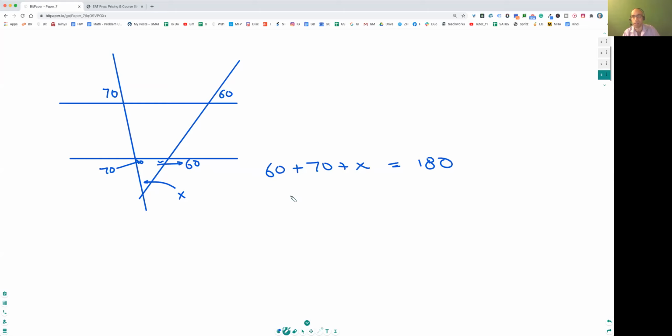Well done, Yuri. Well done, Salim. So 60 plus 70 plus X is 180, and now you can add these. You get 130 plus X is 180, so X is equal to 50. Nicely done. Very impressed by all of you. Keep it up.